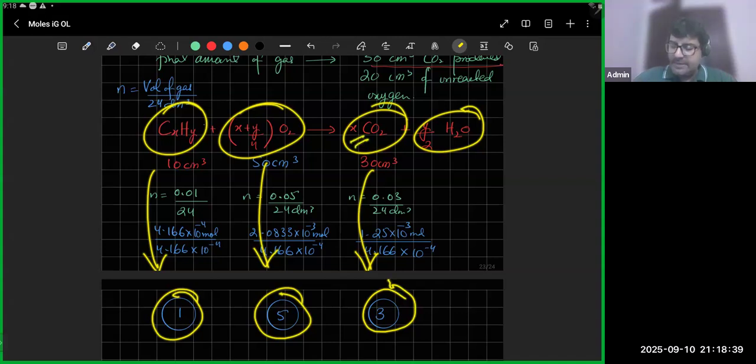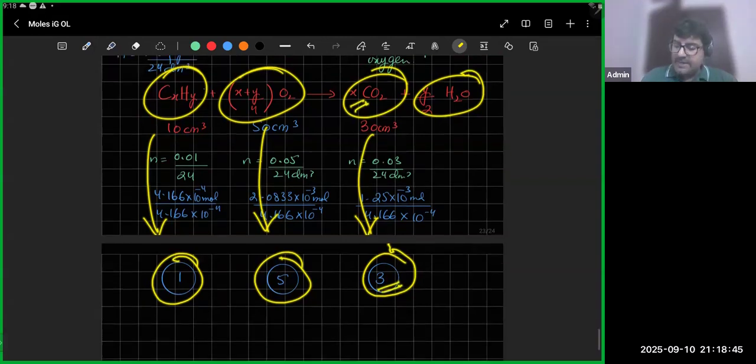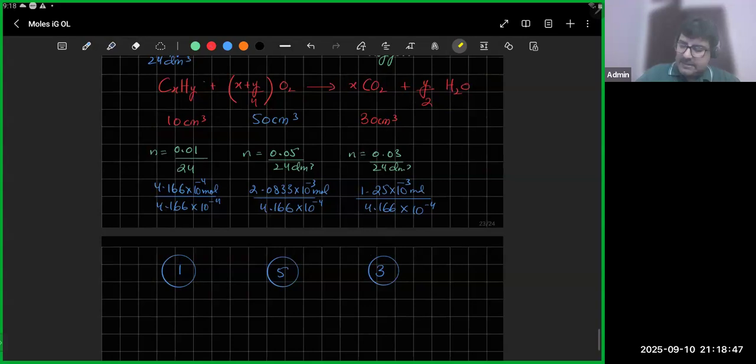X is, I mean, there should be how many carbon dioxides? 3 carbon dioxides. The moles are saying that there should be 3 carbon dioxides. So that basically means X will have a value of 3. So that is done. We know what X is. What about the next one? How much oxygen? That's X plus Y by 4.